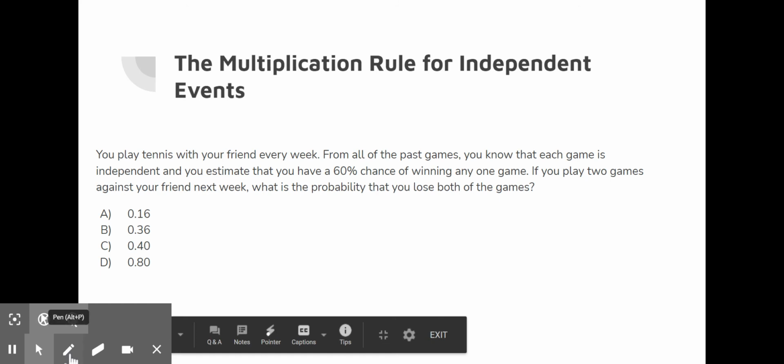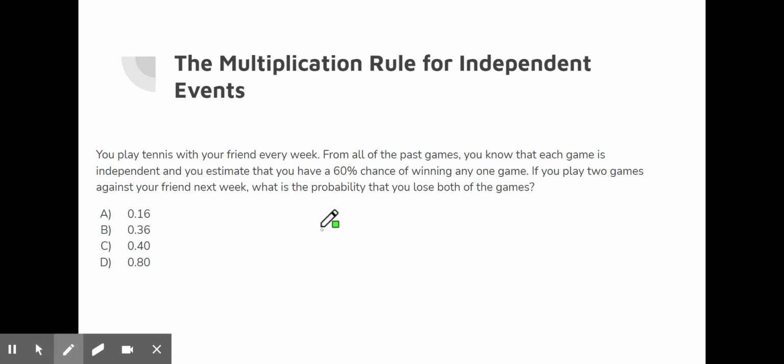Okay, so if you win, that's 60% chance of winning, so that means you'll have a 40% chance of losing, right? So all you're going to do is just multiply those two events, right, because they're independent. So our answer would be 0.16.